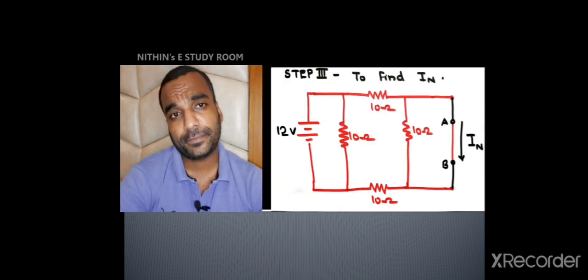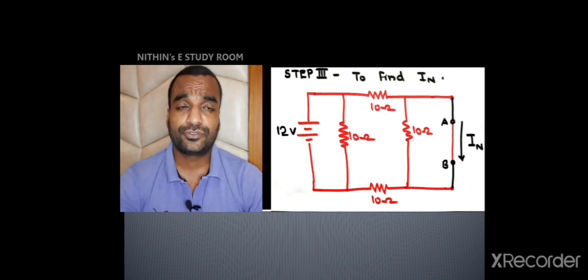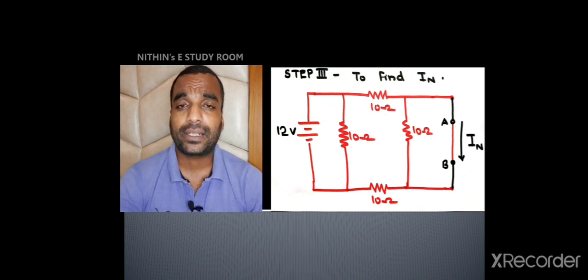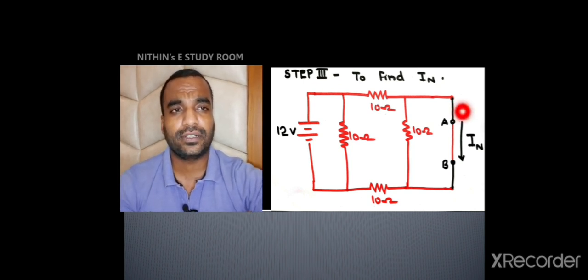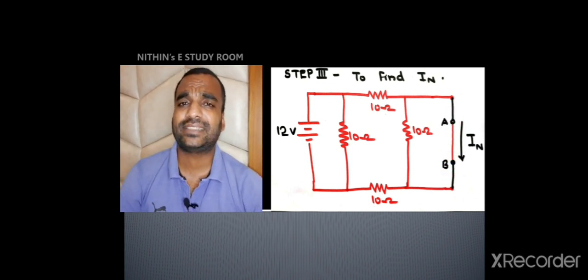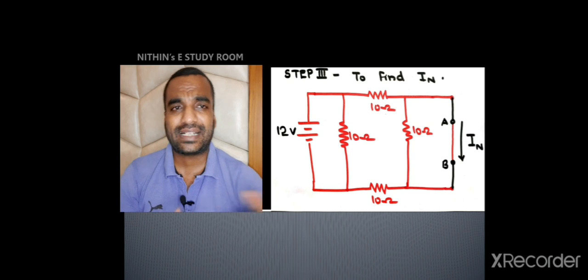Now step 3. It is the step for finding IN. So for finding IN, first we have to short circuit the open load terminals. So A and B are short circuited with a dead short. I have drawn it with this red line. This is the short circuit, and the current passing through the short circuit is named the Norton current, or IN. So again I am doing some analysis to find IN.